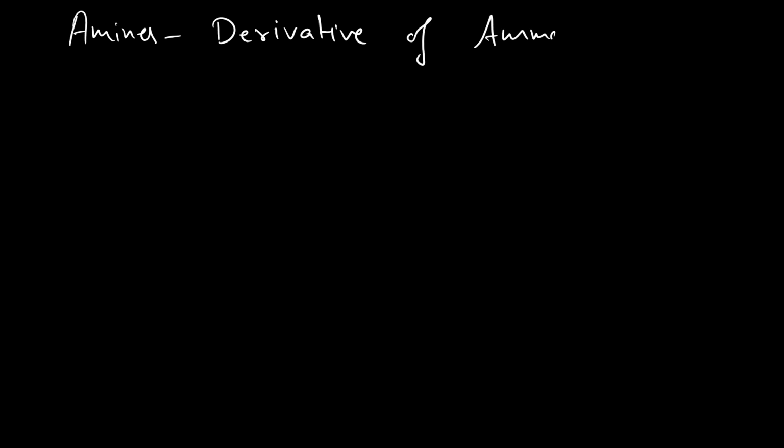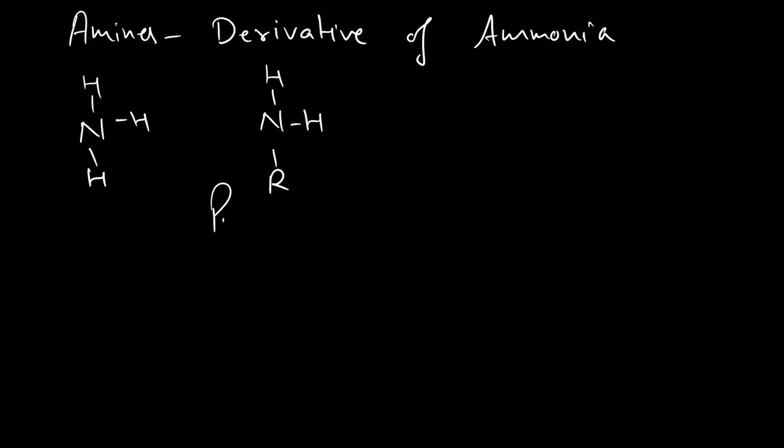Okay, let's start with the naming of the amines and the rules for that. Before that, we should know what amines are. Amines are the derivatives of ammonia. As we know, ammonia has the formula NH3, and when we replace one of its hydrogens with an alkyl group, it's known as primary amine.